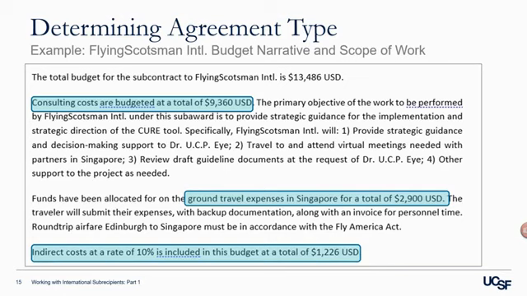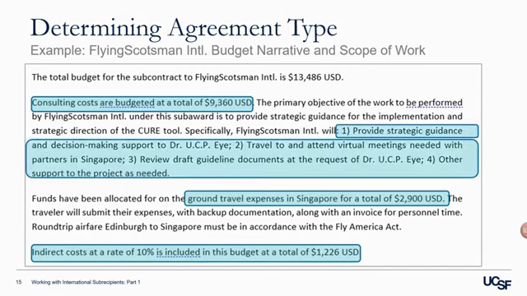Now the narrative does give us a little introduction to the scope of work, or key responsibilities. It says it provides strategic guidance and decision-making support to Dr. UCPI, travel to attend and virtual meetings needed with partners in Singapore, review draft guideline documents at the request of Dr. UCPI, and other support to the project as needed. We'll go over these responsibilities again in more detail.